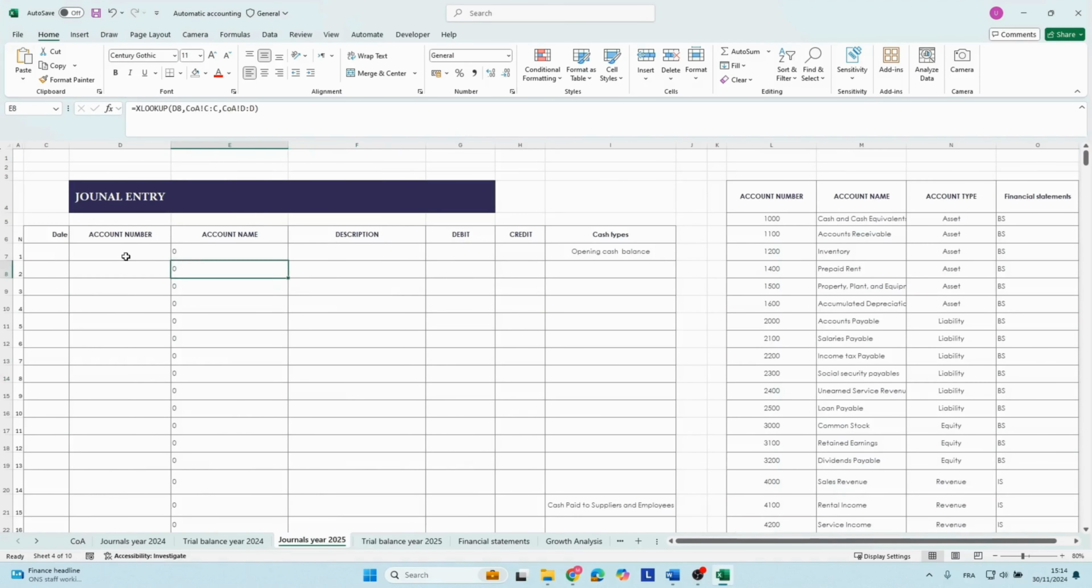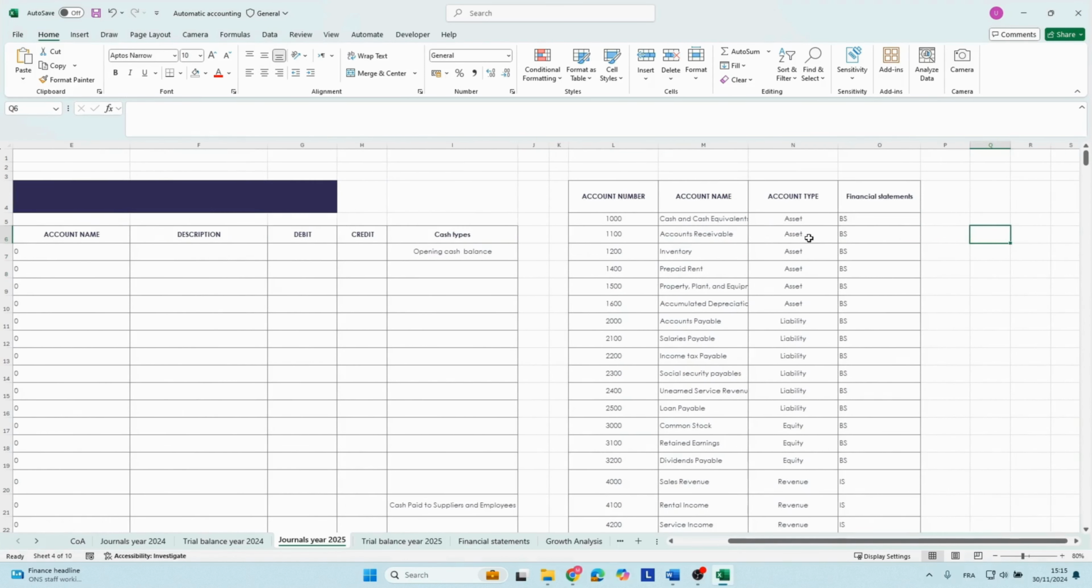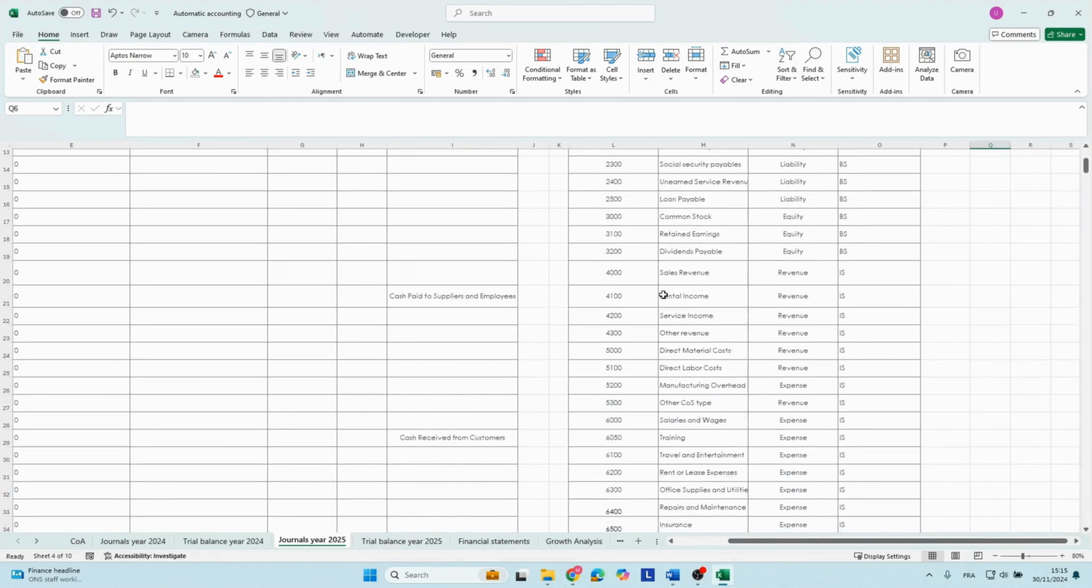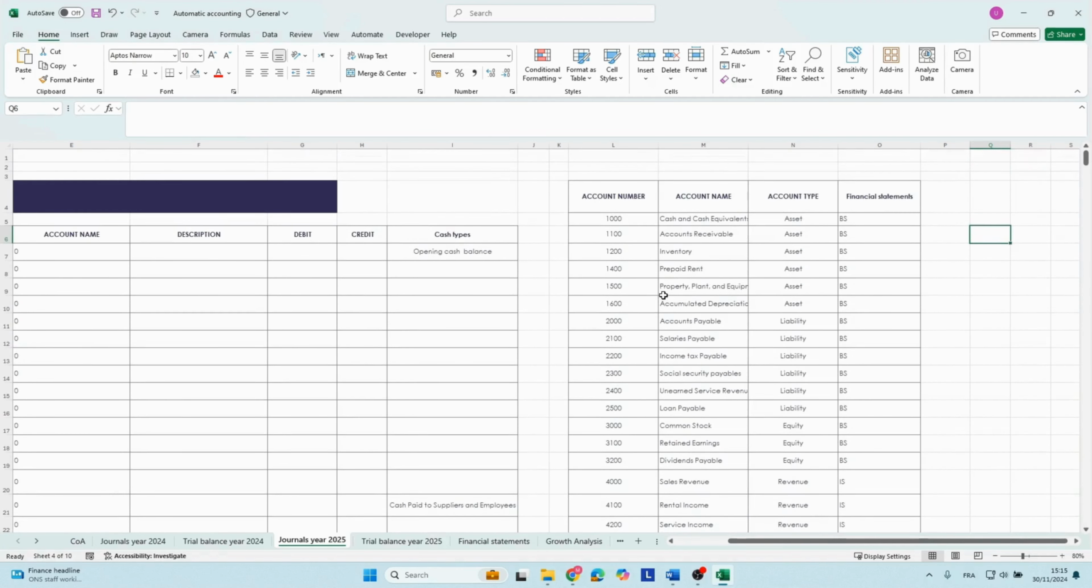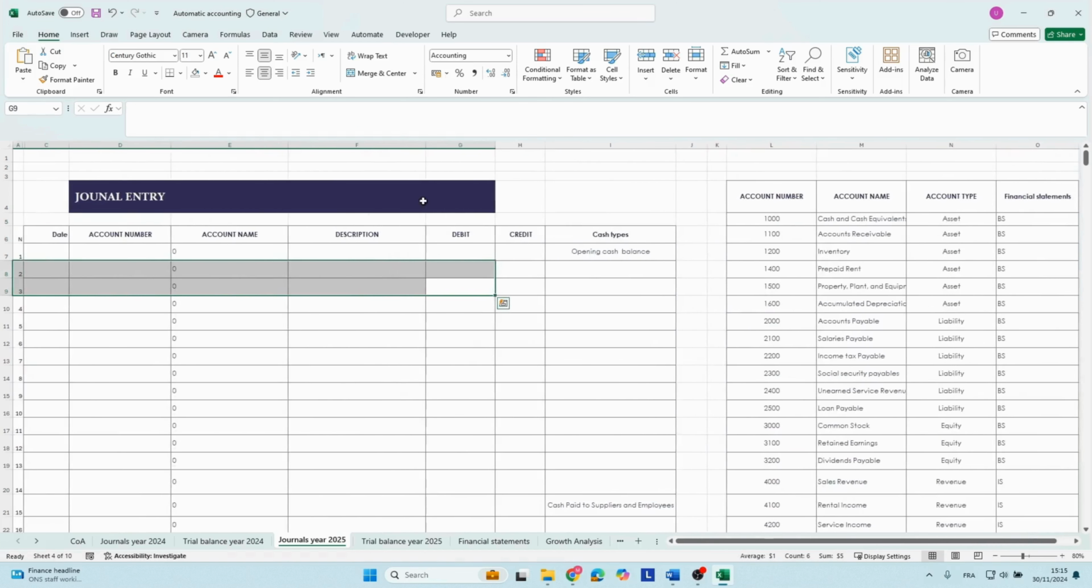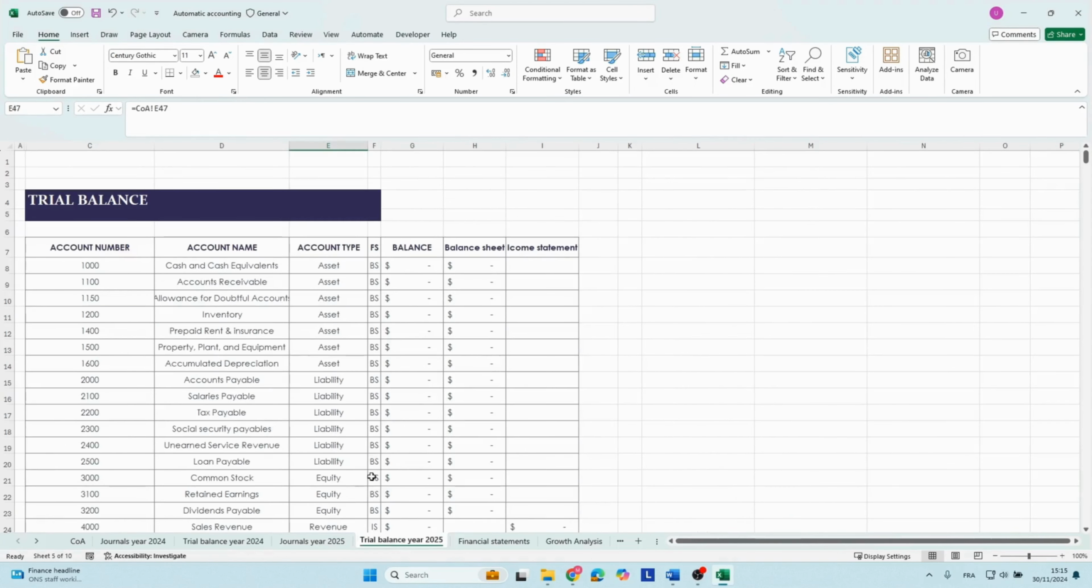We create another sheet, the same as we have done for the first year. This is the same figure. As you can see here, I have put the chart of account. That will help me when I start to record, because sometimes I don't know the account number or the description, so I just look at the right side and write the account number. Then we have the trial balance for the second year, similar to the previous one.